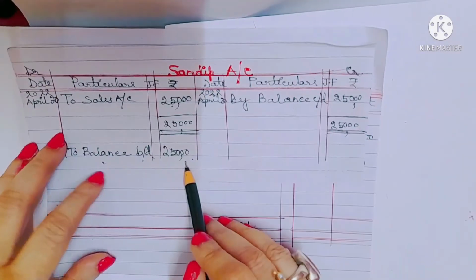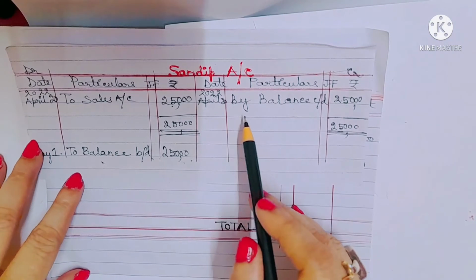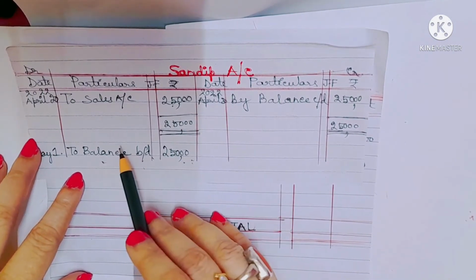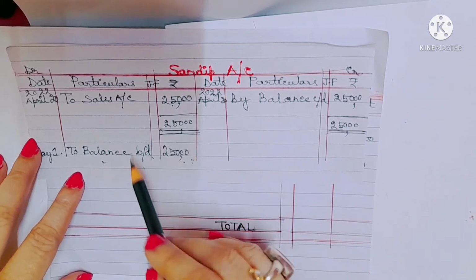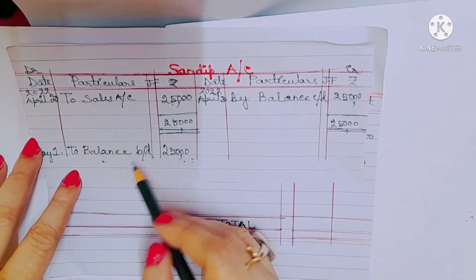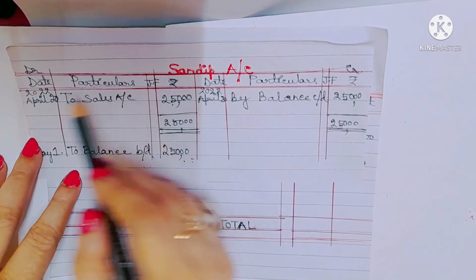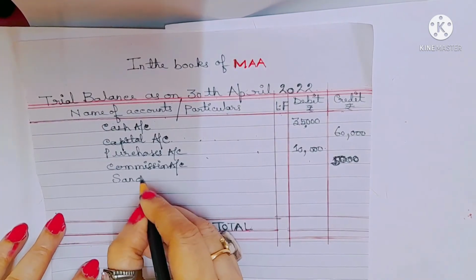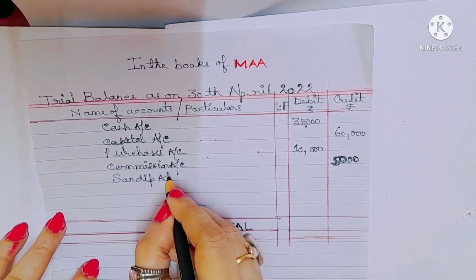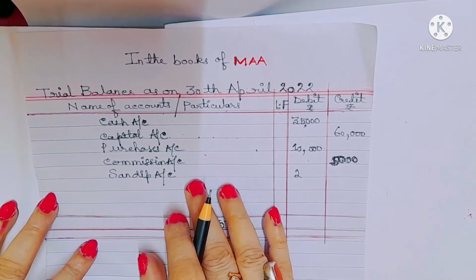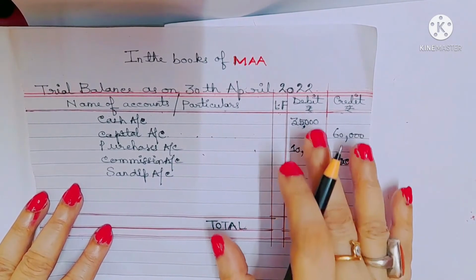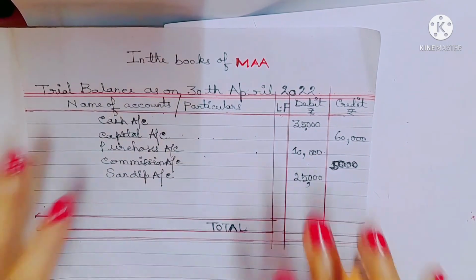What is the next account? Sandeep account. Is Sandeep a debit balance or a credit balance? Sandeep is a debit balance. Why? Because to balance b/d is written beneath the debit side total, 25,000. Let's do it. How much? 25,000. Since Sandeep account is a debit balance, the amount should be in the debit column.